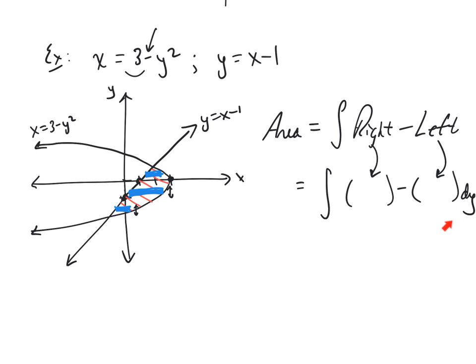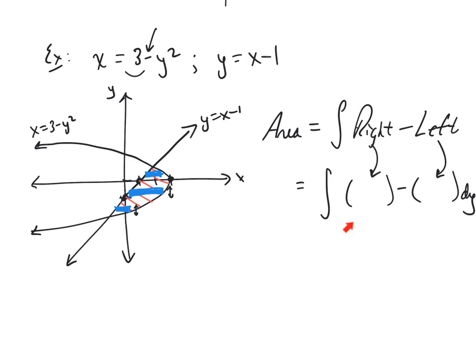That means that my right function has to be in terms of y, and my left function has to be in terms of y, because the differential is in terms of y. Also, the limits of integration, the lower number and the upper number, have to be in terms of y. So the limits of integration will be in terms of y. The right function has to be in terms of y. The left function has to be in terms of y, because the differential is in terms of y. Everything has to match up.